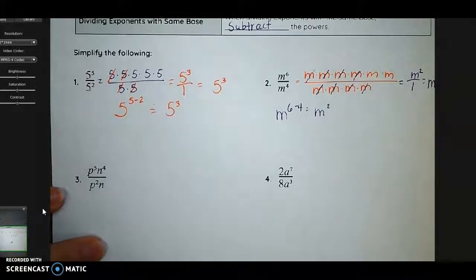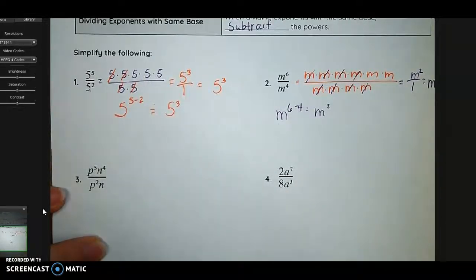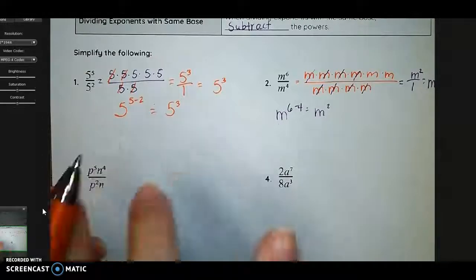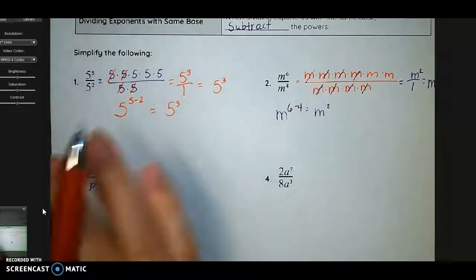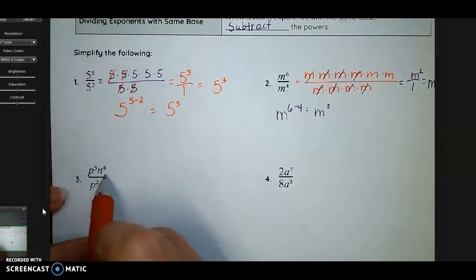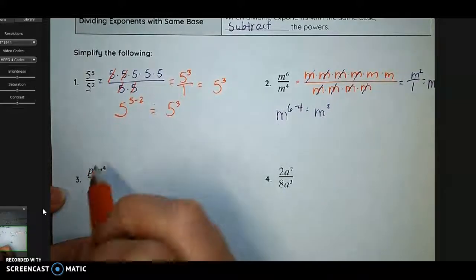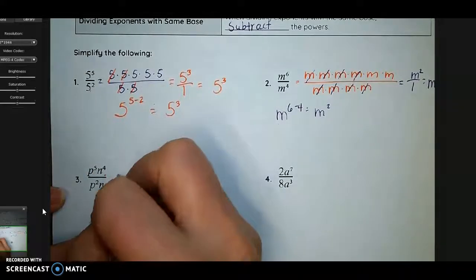Down here in this one, I've got p's and I've got n's. But you notice they're next to each other, so it's all multiplication. There's no plus signs on there or anything. It's all multiplication, and that's very important. If there's a plus sign thrown in there, I can't do this. But since they're next to each other, that implies that whatever these two numbers are, when I take them to those powers, I would then multiply them. So that means I can still do the same thing.